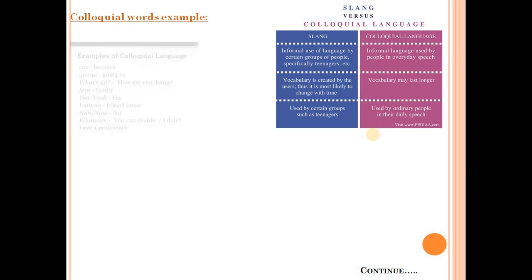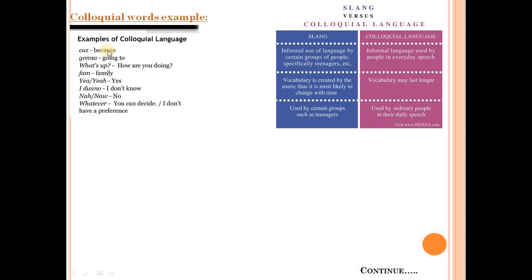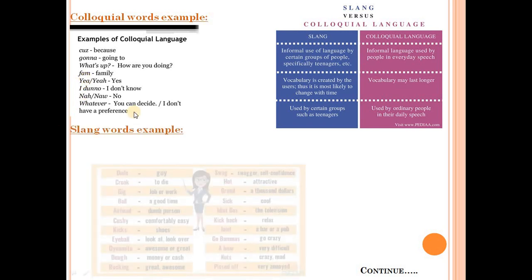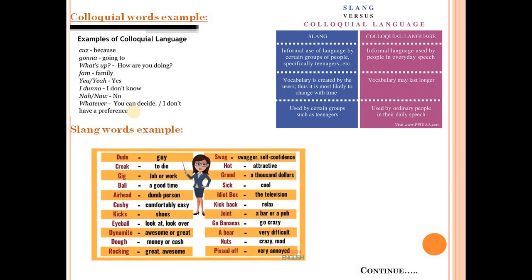Here are the examples of colloquial language. Look at this. In place of because, we use cuz. In place of going to, we use gonna. Rather than how are you doing, we use what's up. Rather than family, we just use fam. Rather than yes, we say yeah, yup. We use nah for no, and whatever for you can decide, I don't have a preference. And these are the examples of slang language. You can pause the video and watch the words.